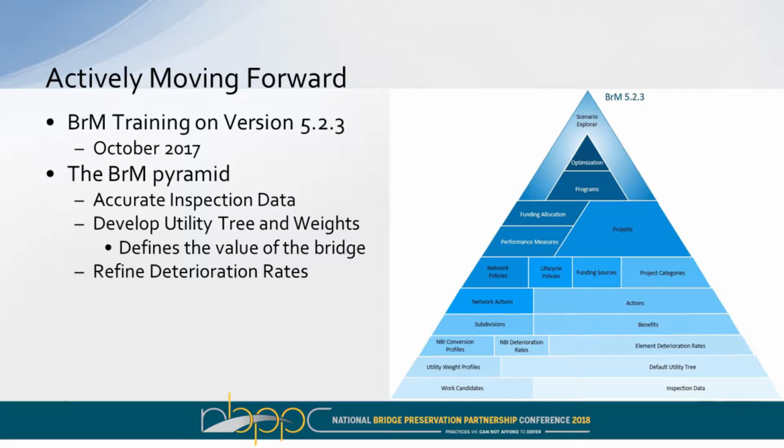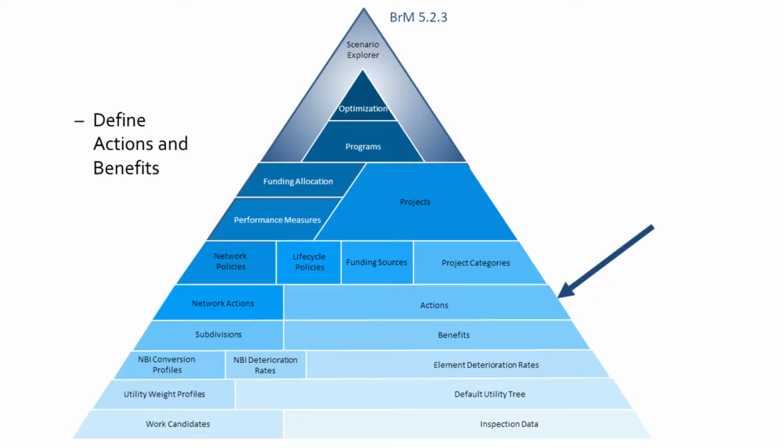I don't expect you can probably read that much. I've got a bigger picture coming up, but we basically start with inspection, and we have some different things that we need to define, our utility costs and the values for our bridges and some things like that, and refining deterioration rates. But then we get to defining actions and benefits. Can you read that any better?